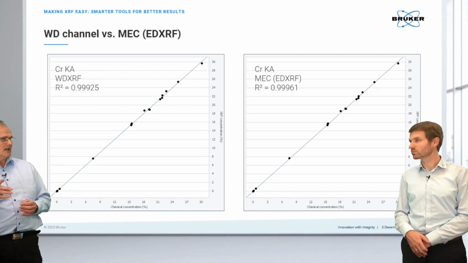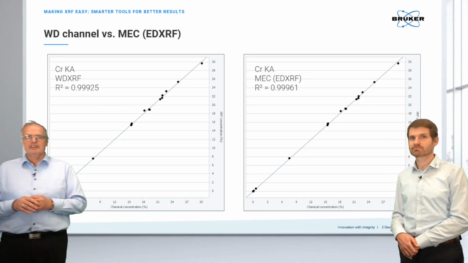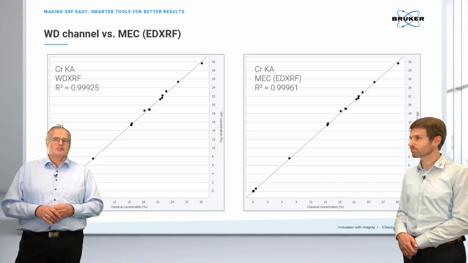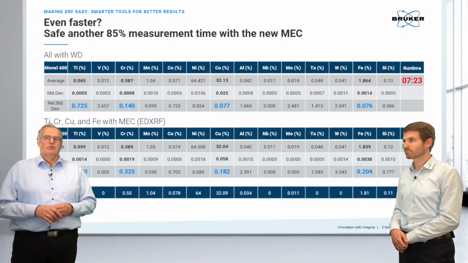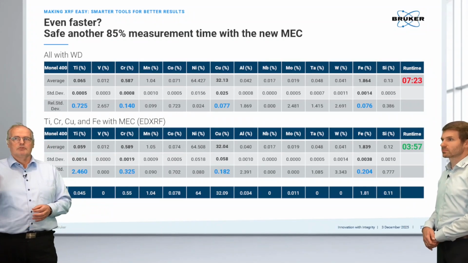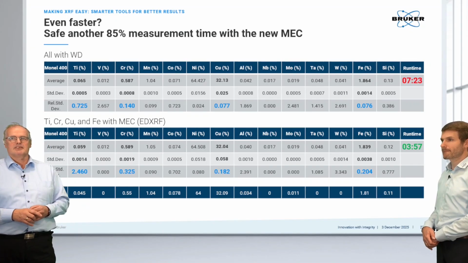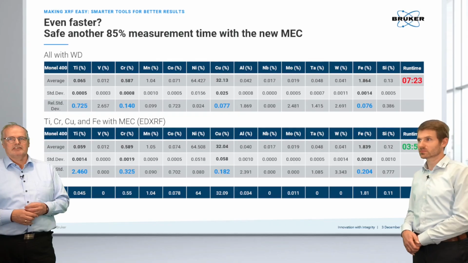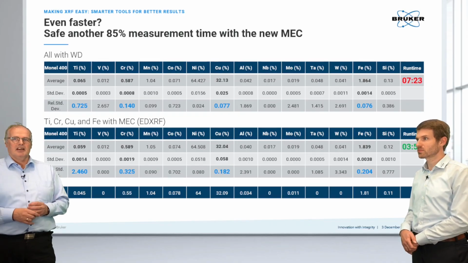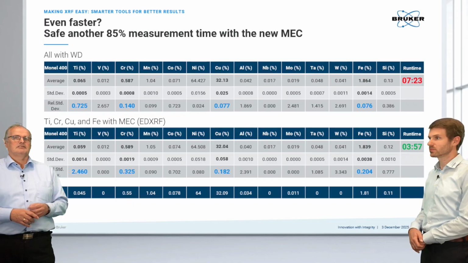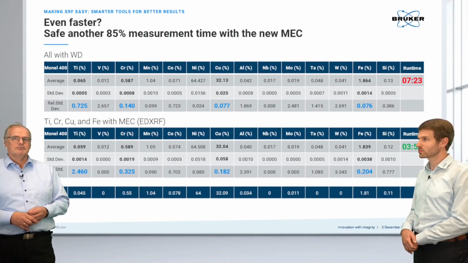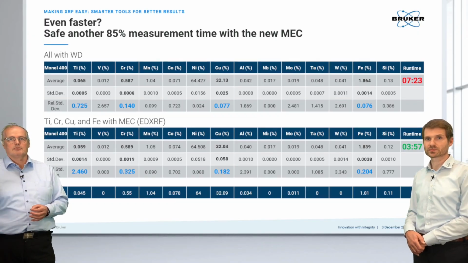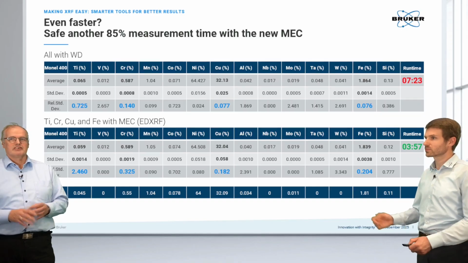It's the backup, right? Means at the same time we have a WD signal and a WD result, we also have backup results by the MEC. And when we look to the data, you would see, hey, we reduced from 7 minutes, 23 seconds down to below 4 minutes per sample and deliver the same quality of data, accepting for some elements a slightly higher relative standard deviation, but still pretty good. Means we are switching here from 0.1% relative standard deviation to 0.2 or below 0.2, which is nothing, right?